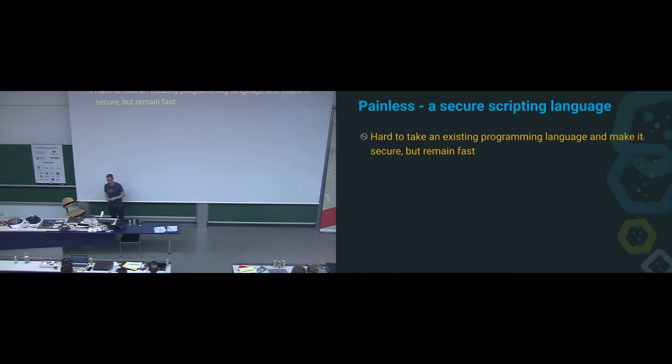Why? Because it's super hard to take an existing language like Groovy and add your own security features, but still remain fast. You usually have to compromise on one of them. And if you add something on top, it usually means it will never run faster than it used to before. Also, you want to control the execution environment, the whole sandbox. This is what Painless is doing.